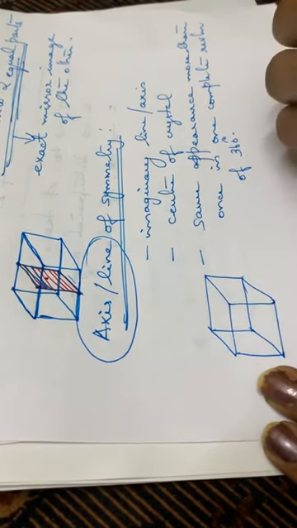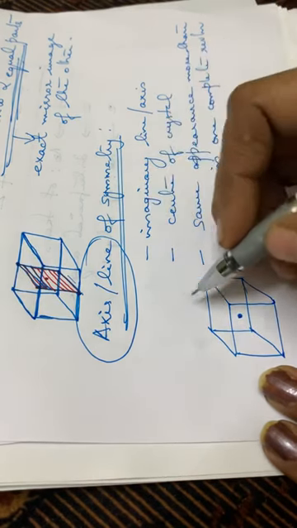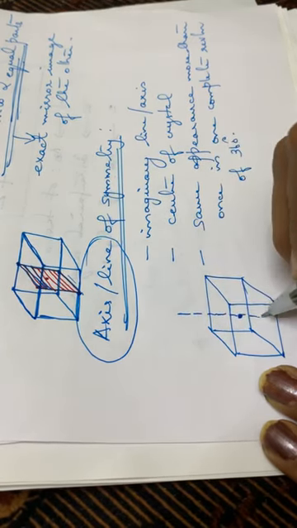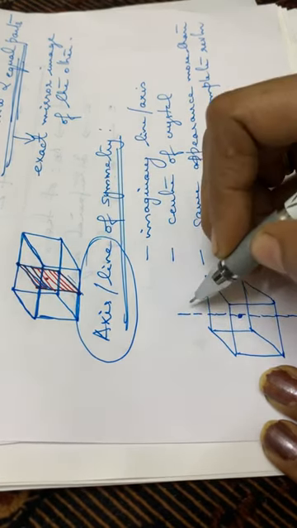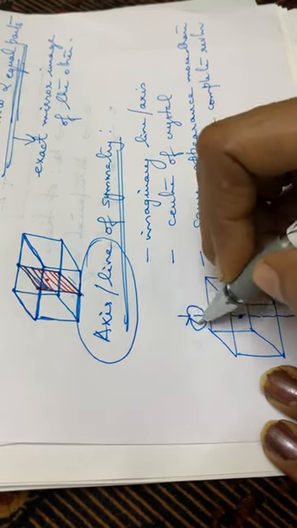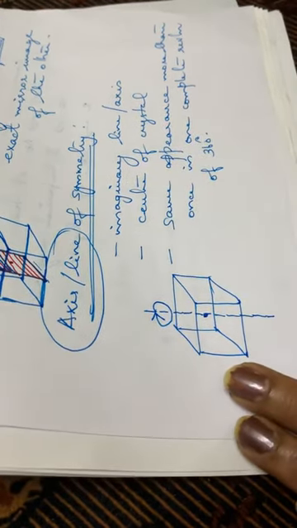So this is a cube. Here this is the center of the crystal, isn't it? And axis of symmetry means it is the line passing through the center of the crystal. Through this line I am rotating this crystal 360 degrees.